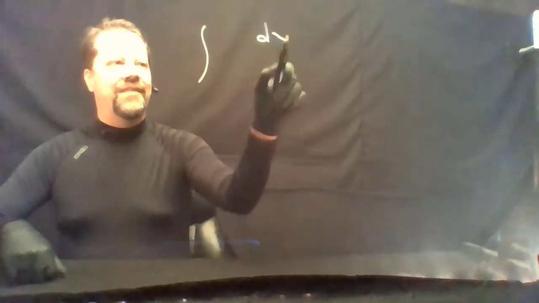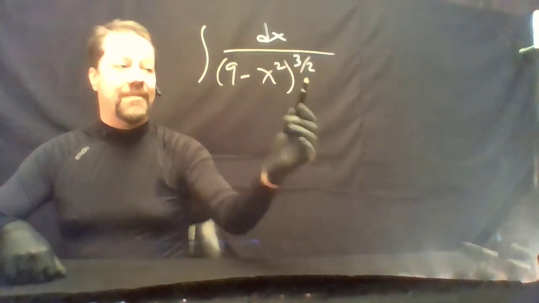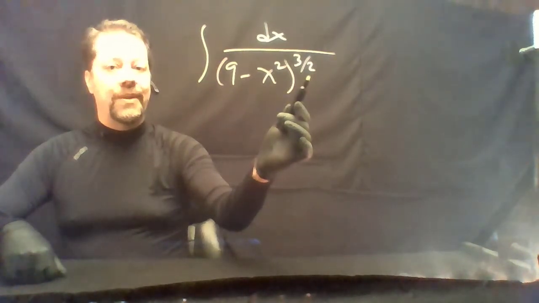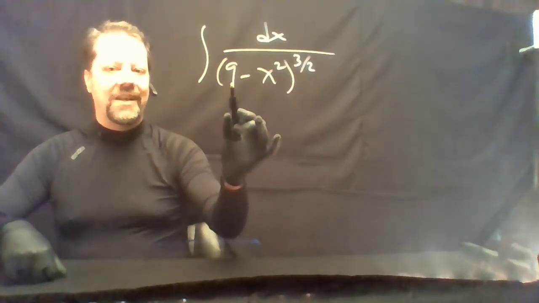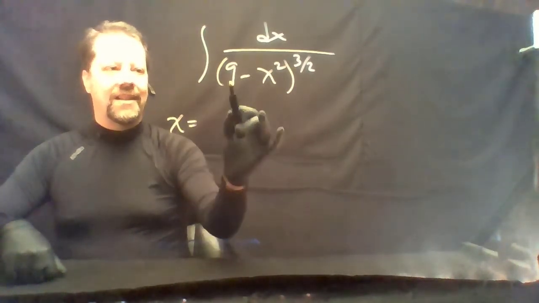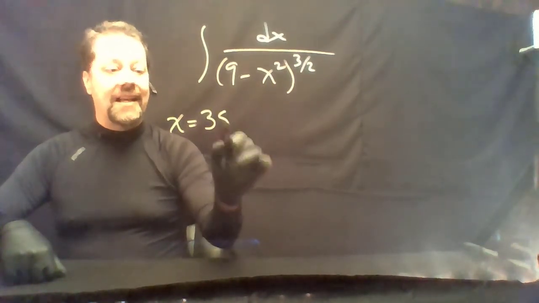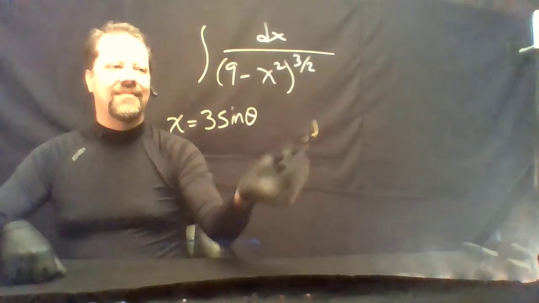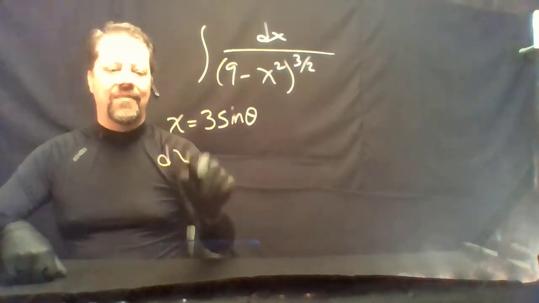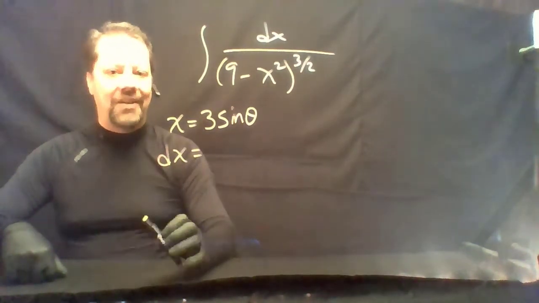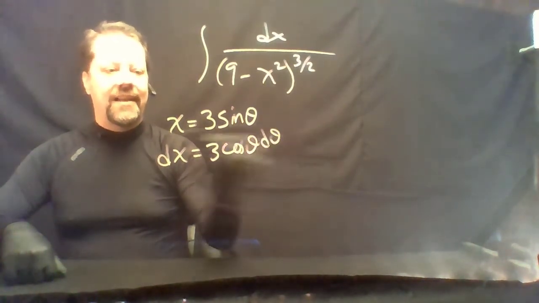Let's look at the integral of dx over 9 minus x squared to the power of 3/2. We have a radical because of the 3/2 in the denominator here. Because of the form, here's the way you deal with this. You take the square root of the constant term and multiply by sine theta in this case, because we're going to use the identity 1 minus sine squared is cosine squared. Yes, we have to account for the dx. dx is 3 cosine theta d theta.